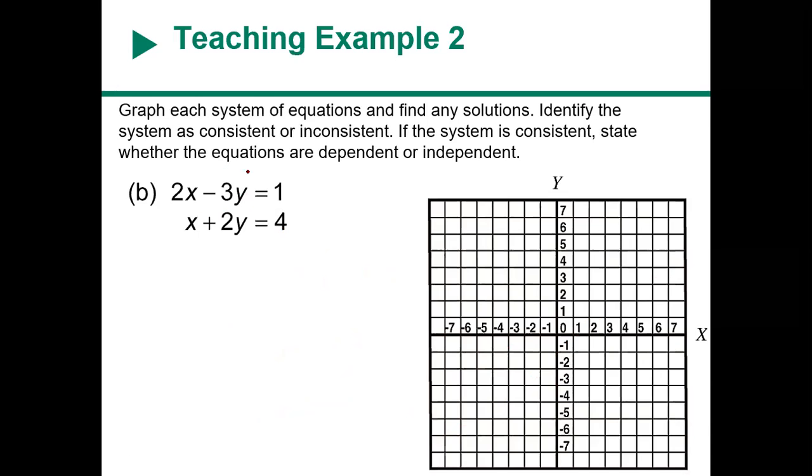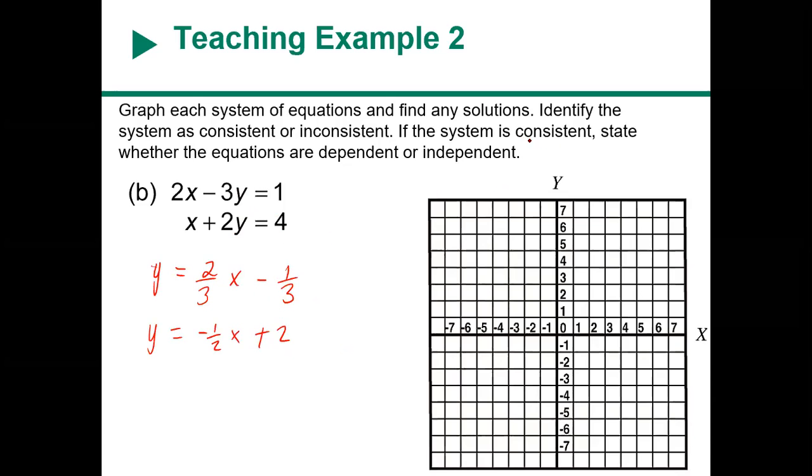All right, this one, again, our first thing is to get y by itself. So on the first one, we end up with y equals 2/3 x minus 1/3. And then on the second one, we're going to end up with y equals -1/2 x plus 2. So on this one, the -1/3 is not going to be that easy or fun to graph, but right off the bat, I can determine what they are.